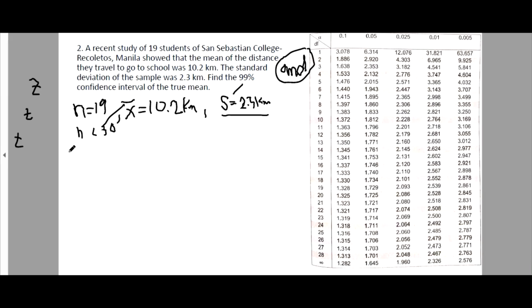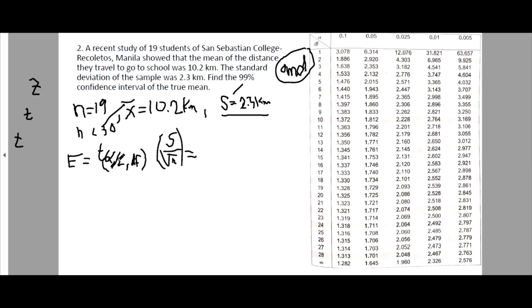Okay, so this is the t distribution. So again, let's start with our margin of error, E. Our margin of error is t sub alpha over 2, comma, the degrees of freedom, and then times the sample standard deviation divided by the square root of the sample size n.